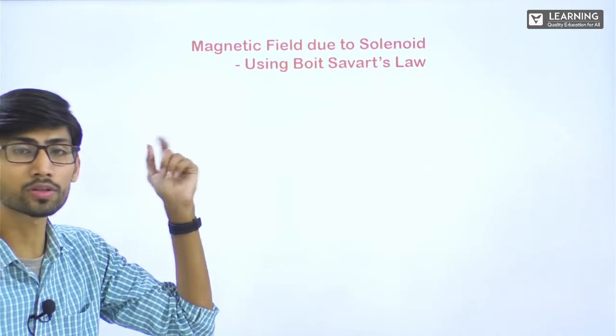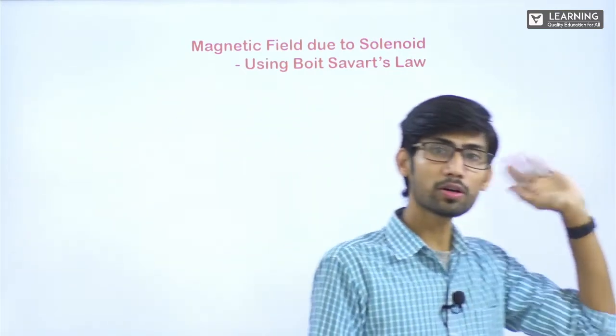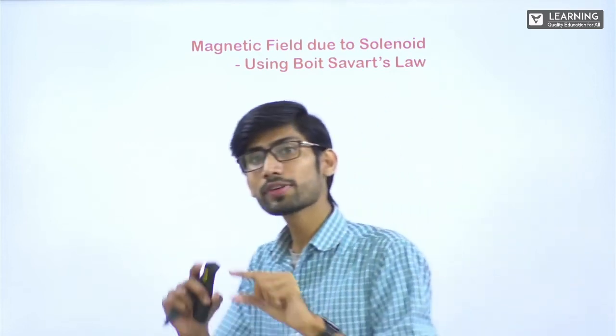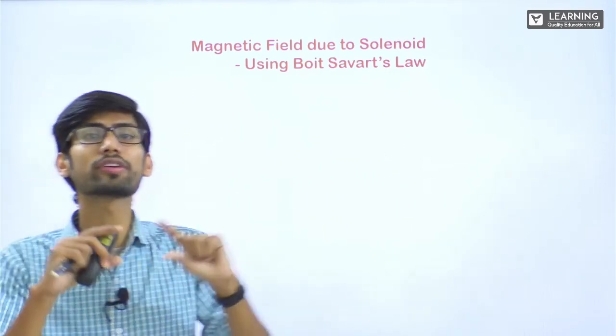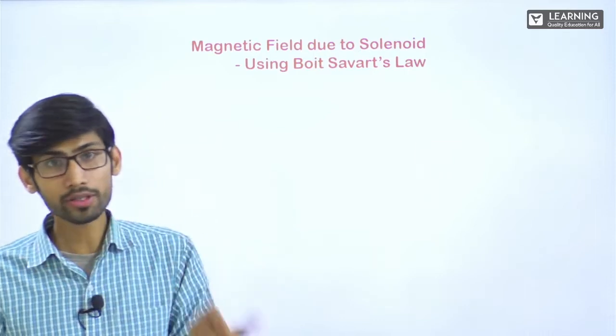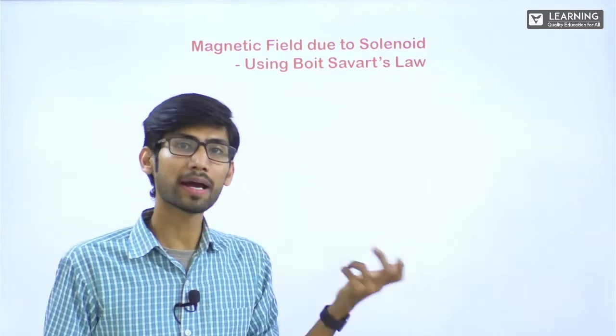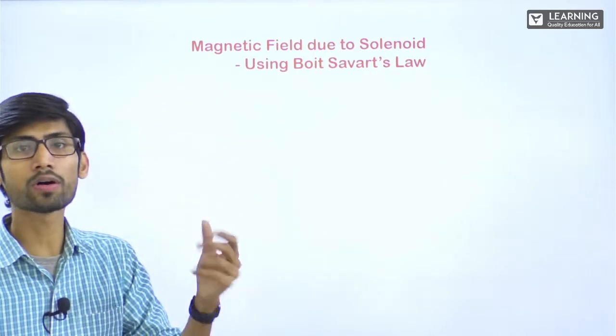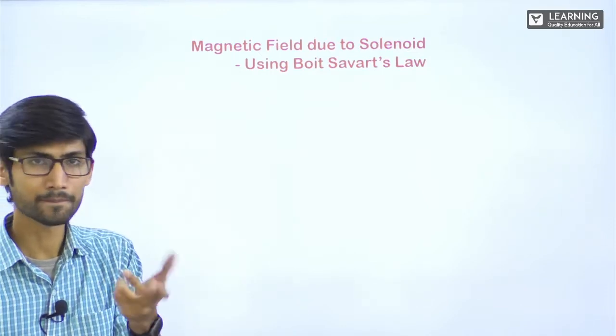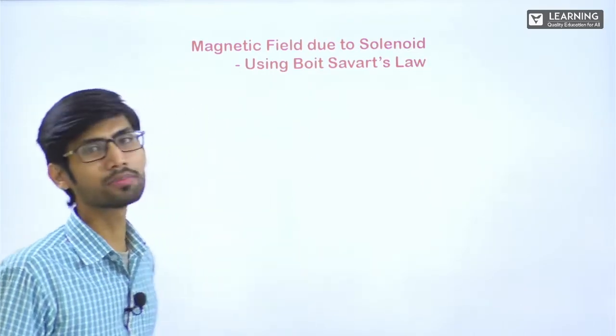Because for Ampere Circuit Law, if you remember, I told high order of symmetry is required. That means we can only calculate for a solenoid of infinite length. But before that, we should know the formula for magnetic field inside the solenoid of finite length. Correct? So for that, we'll be using Biot-Savart's law.